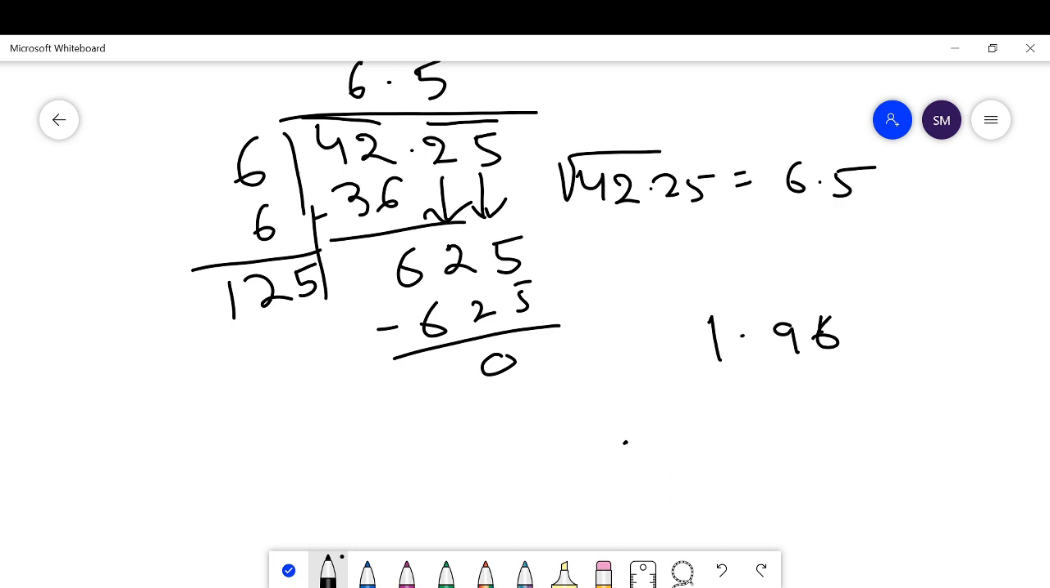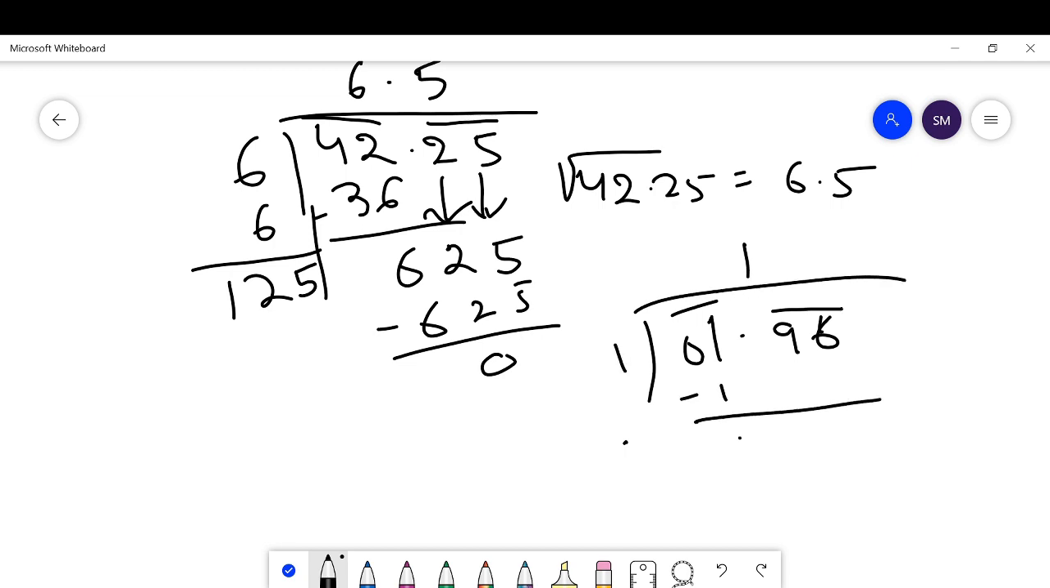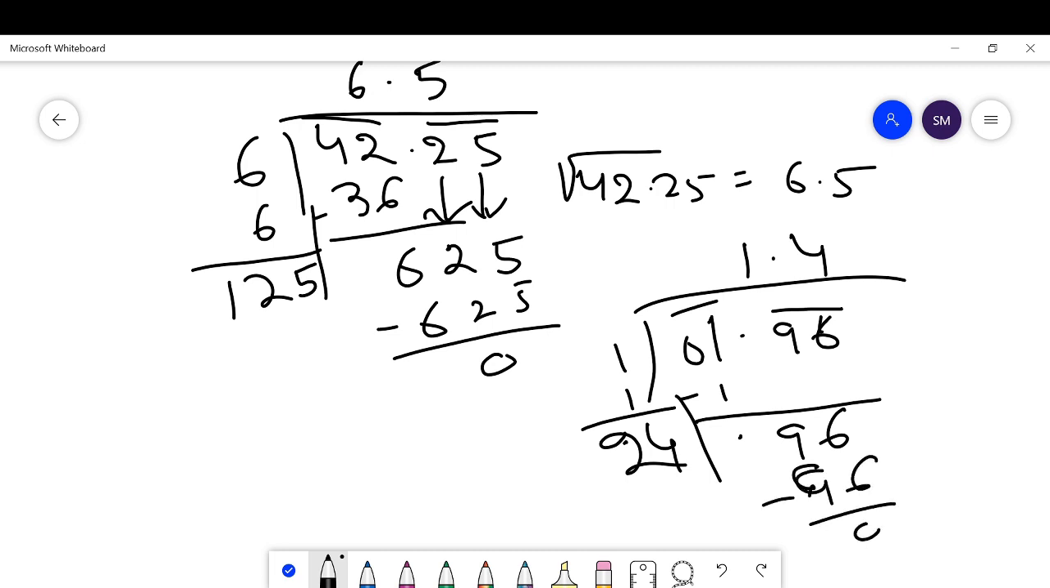Then another example, 1.96. I have told you before, make pairs like this. Okay. Then 1 1 is 1. Then 1 plus 1 is 2. Then after the decimal, 96. Then put the decimal point here. Then 24, 4 4s are 96. Then the square root of 1.96 is equal to 1.4.